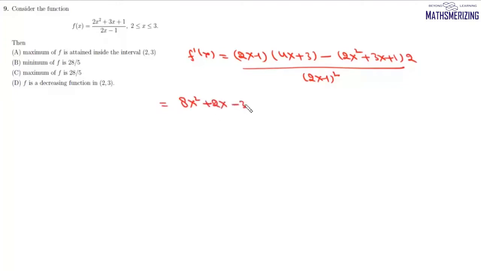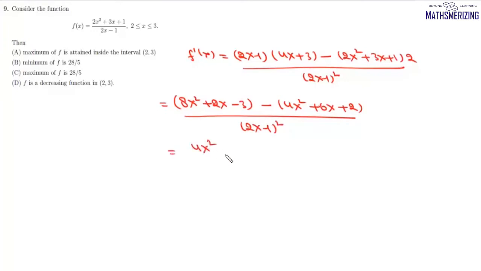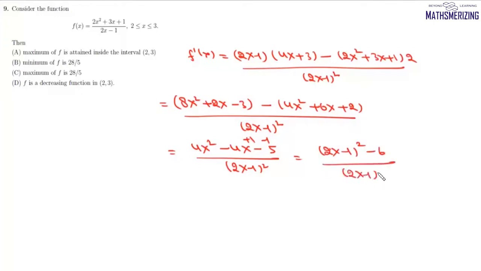plus 2x minus 3, and then minus 4x square plus 6x plus 2, upon 2x minus 1 whole square. So it will be 4x square minus 4x minus 5 upon 2x minus 1 whole square. Now, if we add 1 and subtract 1, we can write 2x minus 1 whole square minus 6 upon 2x minus 1 whole square.